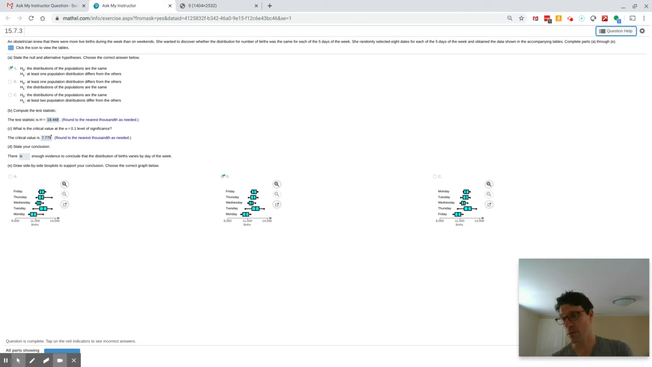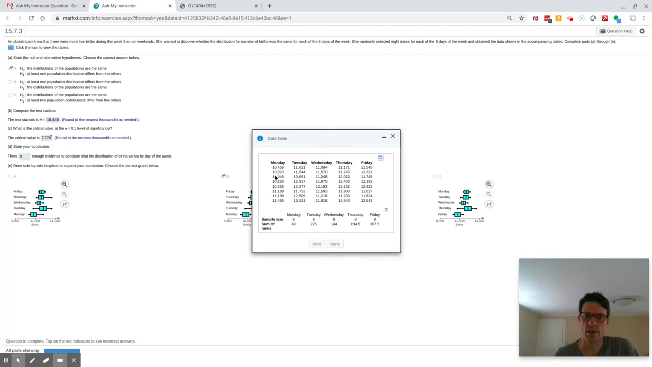And there's two different tables to make things even more complicated. There's one for large sample sizes and one for small sample sizes. Or, large numbers of distributions and small numbers of distributions. This is a situation where we've got five different populations, right? One for each day of the weekday, not of the whole week, but just the weekday. So we're told if we have four or more populations.